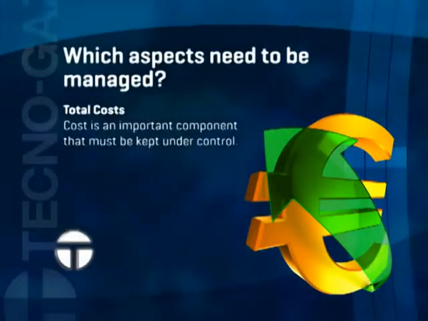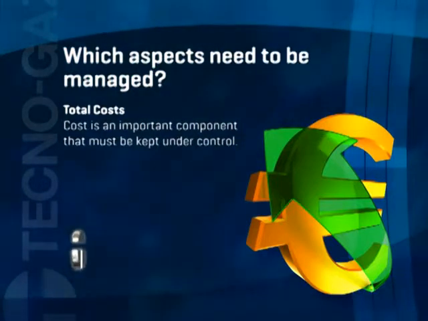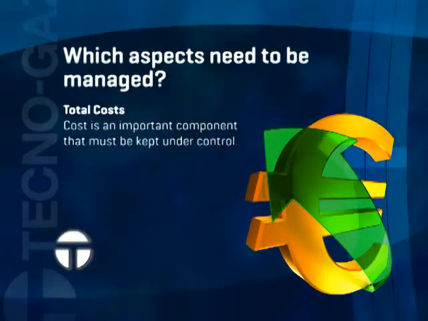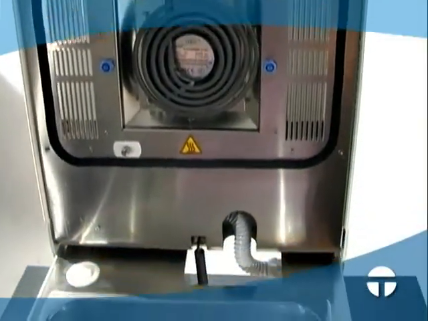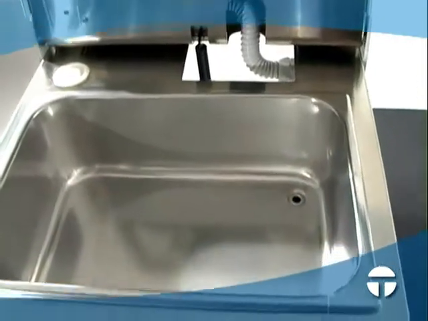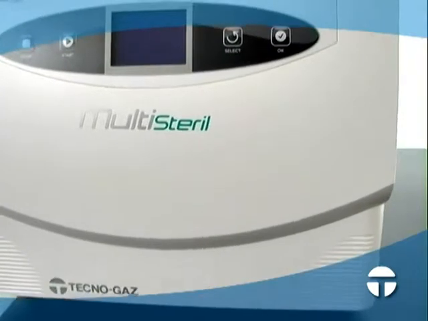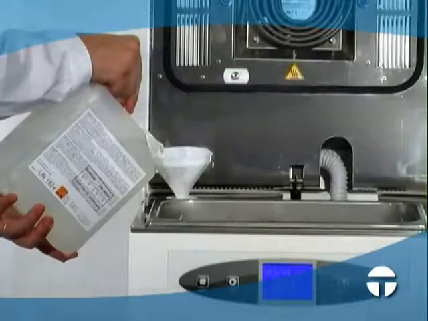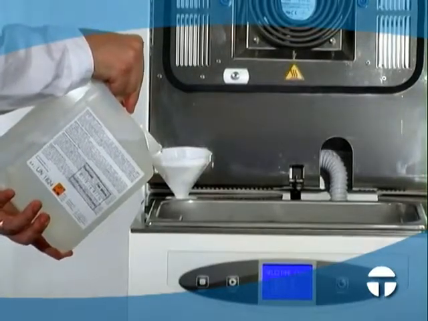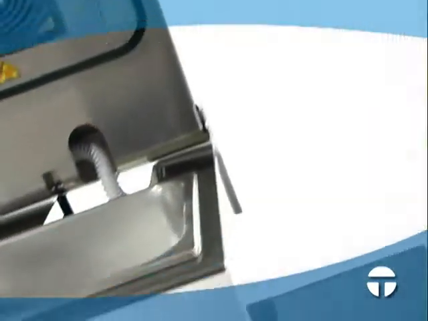Total costs. Cost is an important component that must be kept under control. Analysis of costs must be detailed and thorough. Multisteril is able to provide answers to every need. Using Multisteril, what costs are incurred? Approximately €2 per cycle for the cleaning liquid, plus the electrical costs.